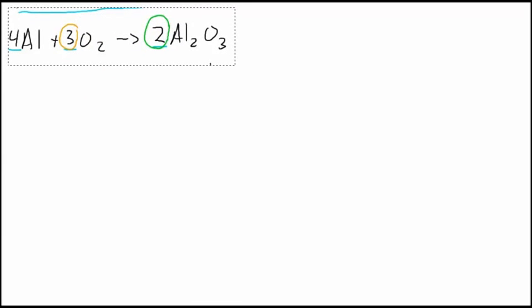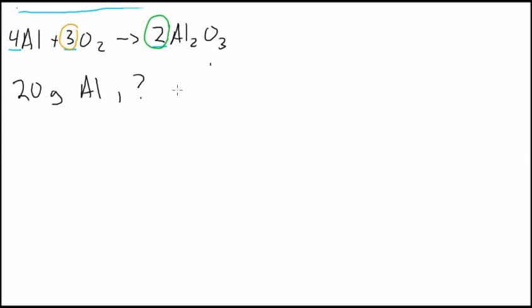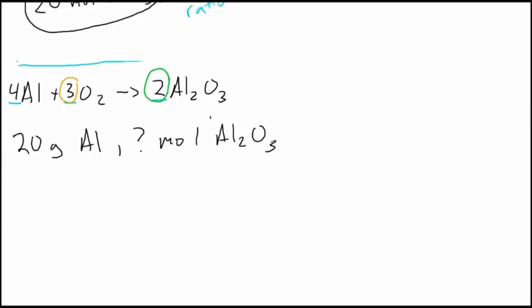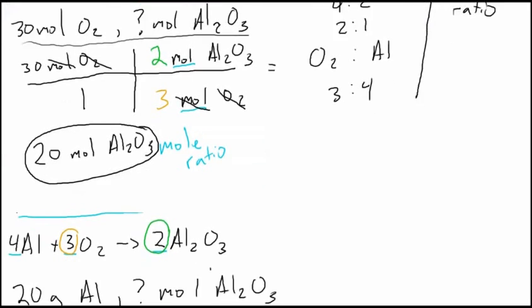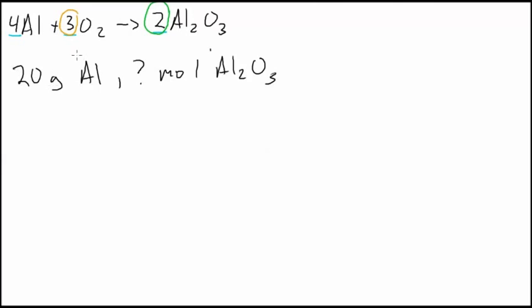And this time, instead of going from moles to moles, we can't really measure moles. So let's say we had 20 grams of aluminum, and we want to know how many moles of aluminum oxide that's going to make. You'll notice the difference in these two problems is that in the first problem we were given an amount in moles and asked to find an amount in moles. But in this problem we're given an amount in grams and asked to find an amount in moles.